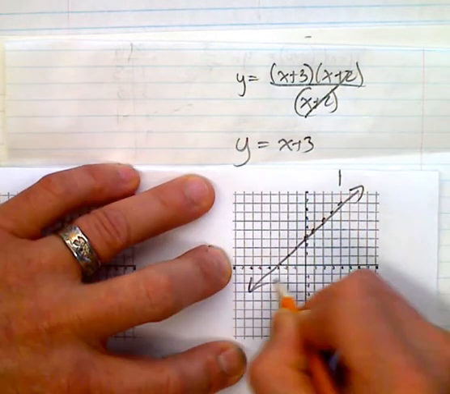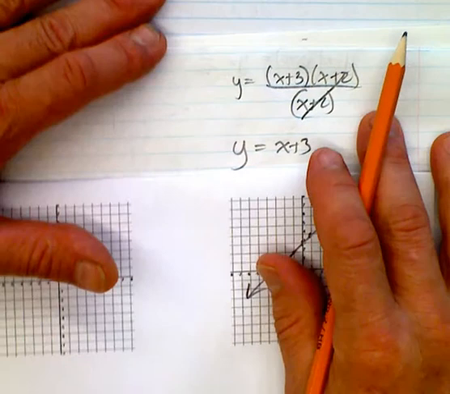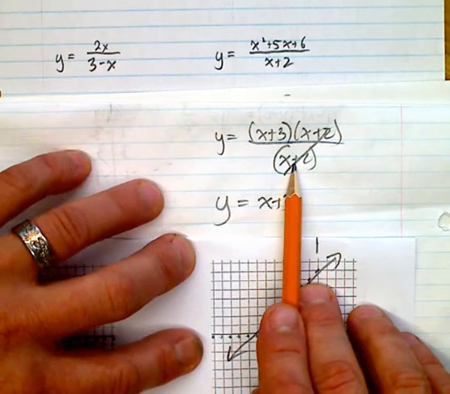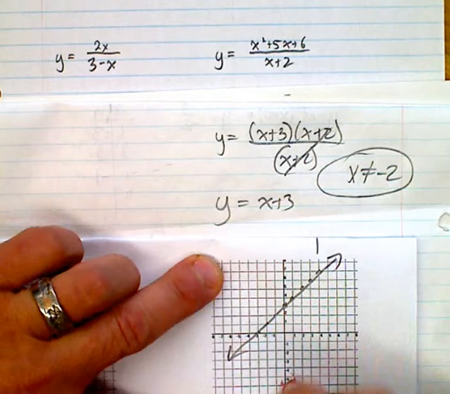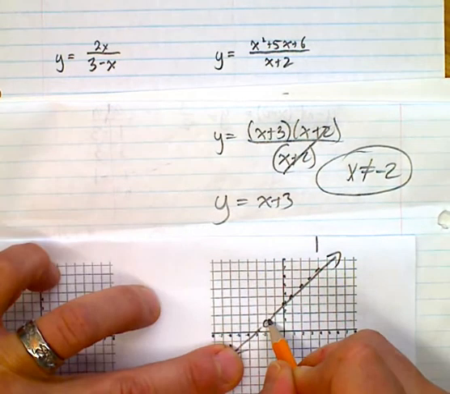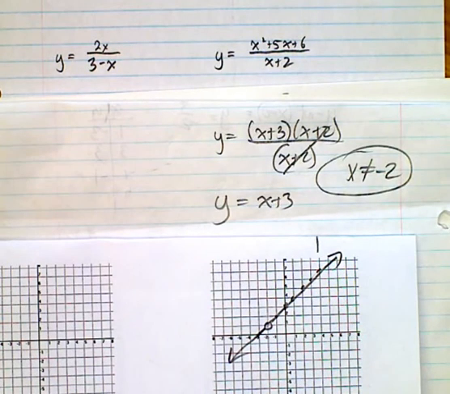Now, that's all good. However, you can't forget that the original function was actually this, which means that you couldn't have x at negative 2. So that means that x can't be negative 2. It's still a restriction. So what you do is you go to where x is negative 2, you find out what your y was, and you put what we call a point discontinuity in there. Okay? A little bit of a trick on this stuff, it'll pop up again.